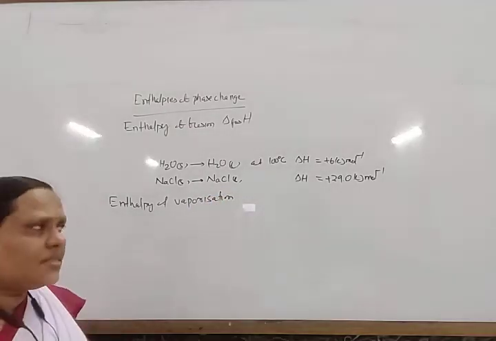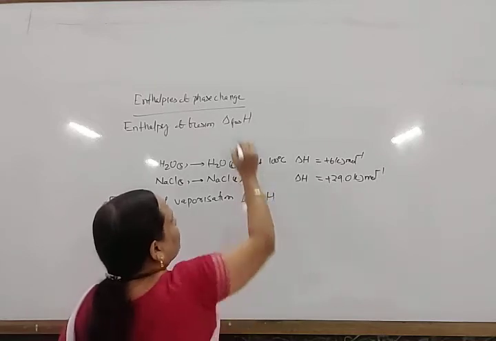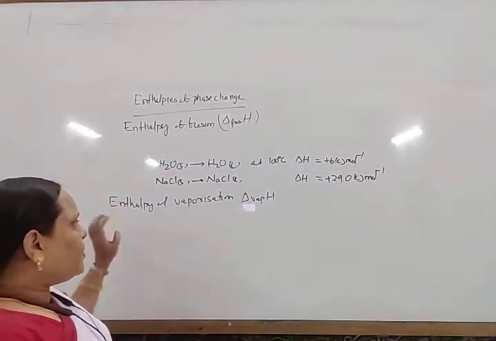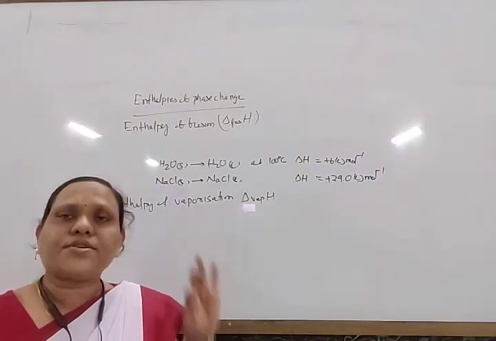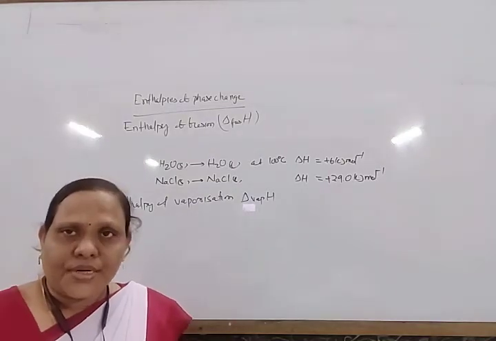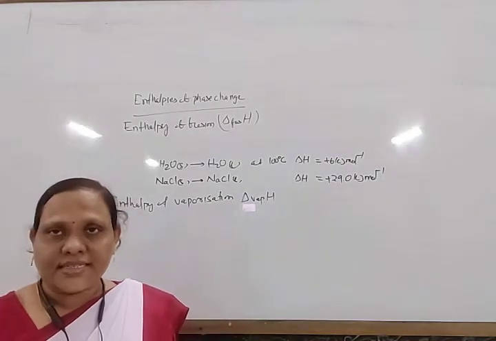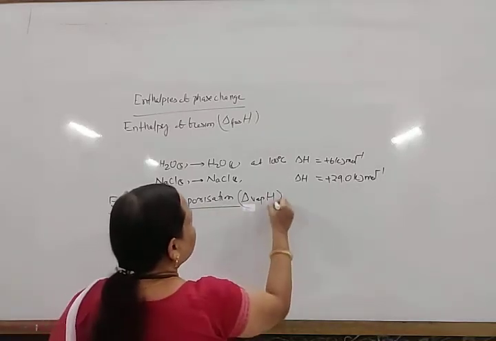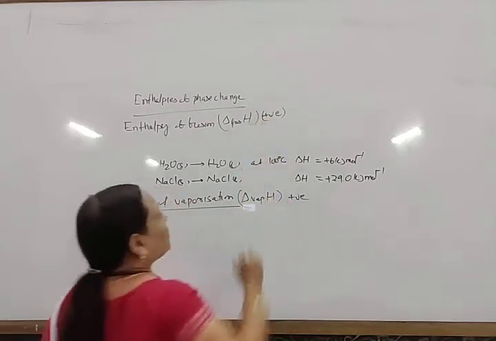Enthalpy of vaporization is represented as del H vaporization. It is the enthalpy change that takes place when 1 mole of liquid is converted to its gaseous form at its boiling point. Here also, going from liquid to gas requires energy, so the enthalpy of vaporization is also always positive.